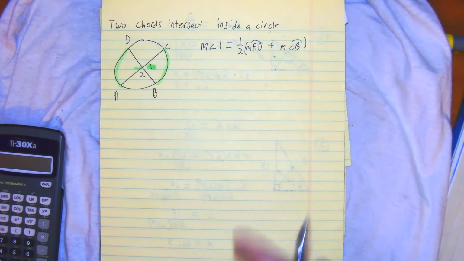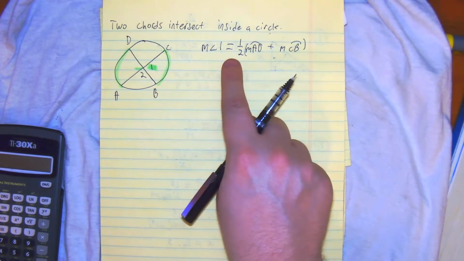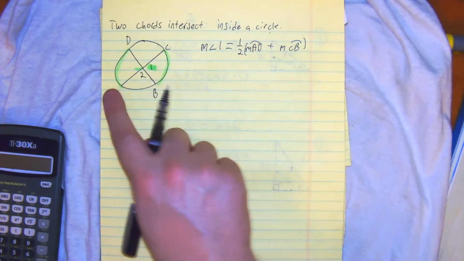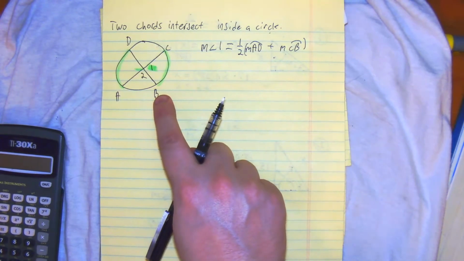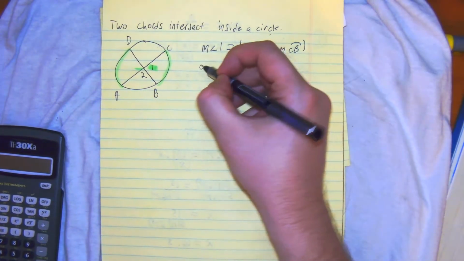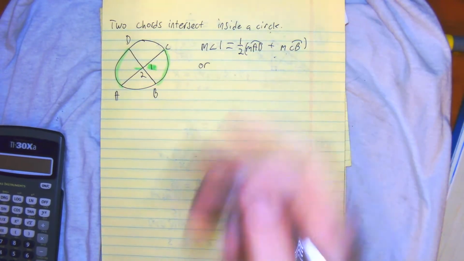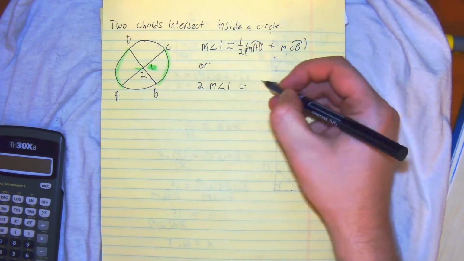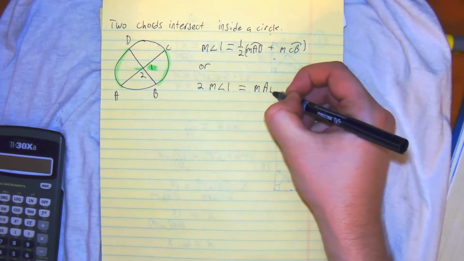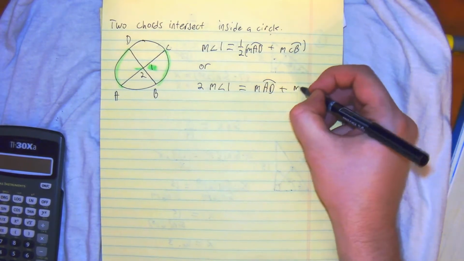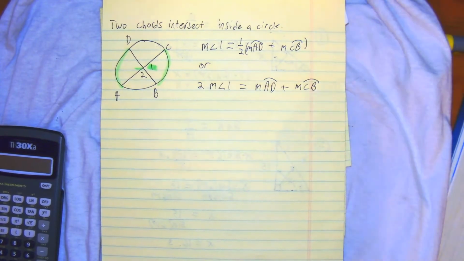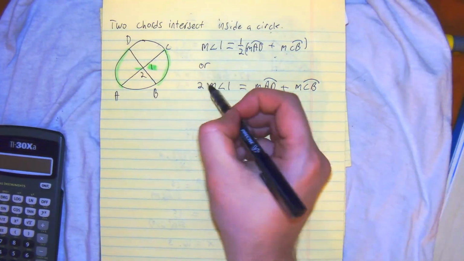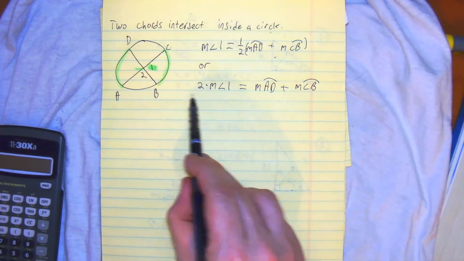Alright, that's for the first part. The measure of angle 1 is equal to 1/2 of the measure of AD plus the measure of CB. Or another formula you could use is 2 times the measure of angle 1 is equal to the measure of AD plus the measure of CB. So those are 2 formulas you can use for that part.